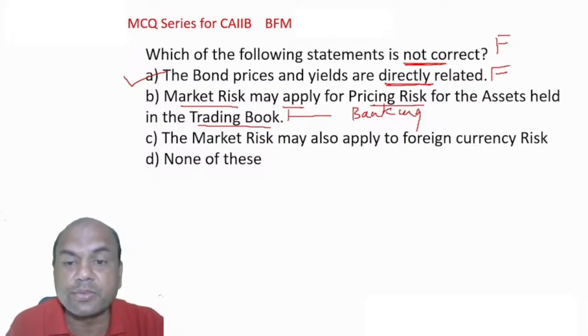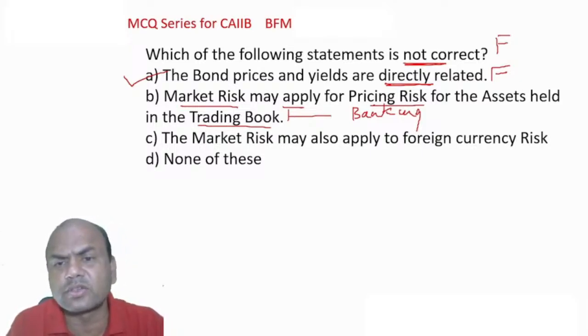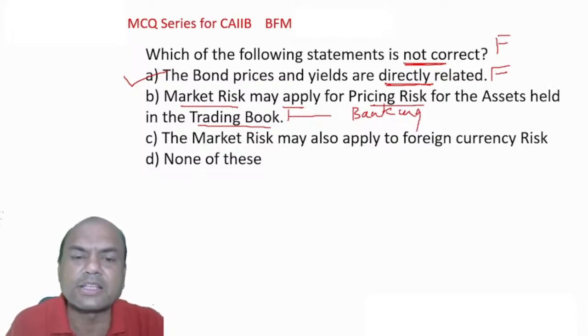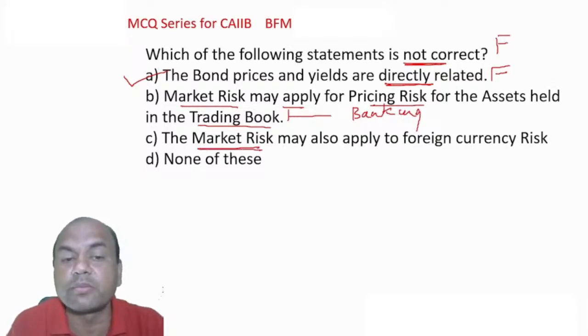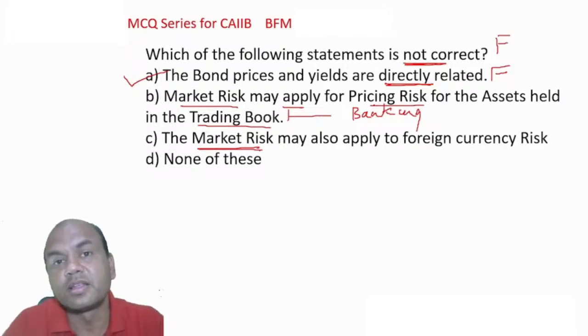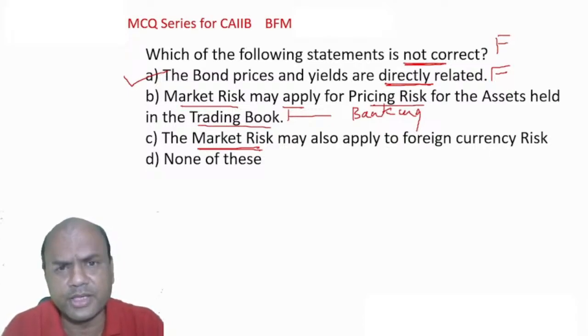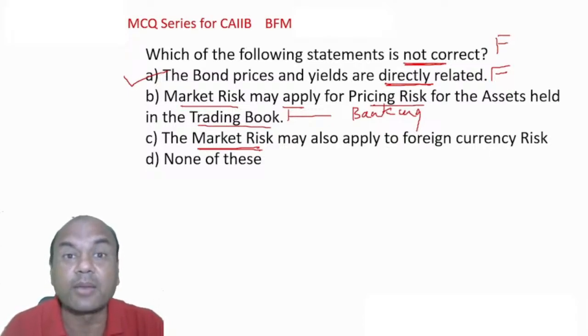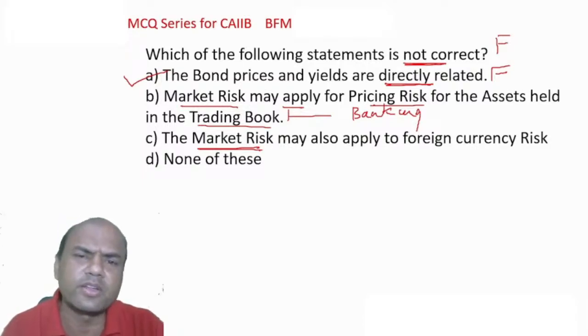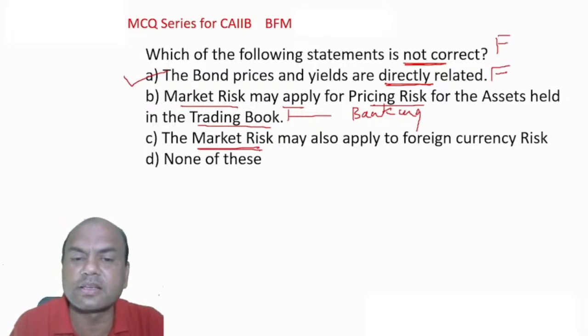The market risk may also apply in foreign currency risk. So obviously, market risk means what? What is the meaning of market risk? That risk which is not in your hands, right? Like the Russia-Ukraine war, COVID, is it in your hands? Nothing. RBI changing the repo rates, it's not in your hands. So that's why market risk may also apply to foreign currency risk. So that is also true. So the answer is only A.